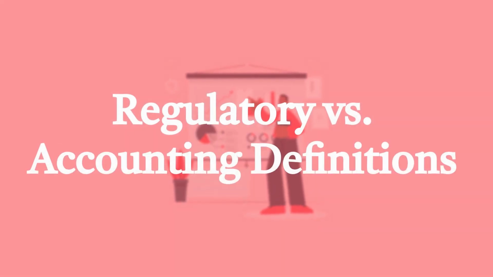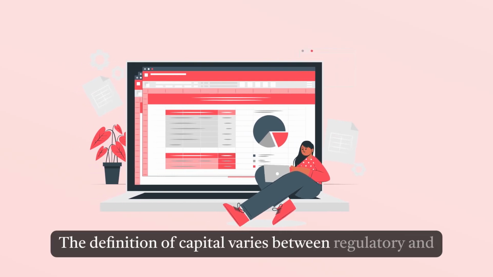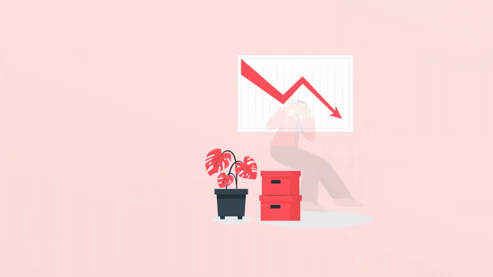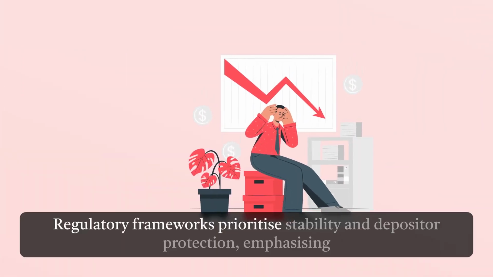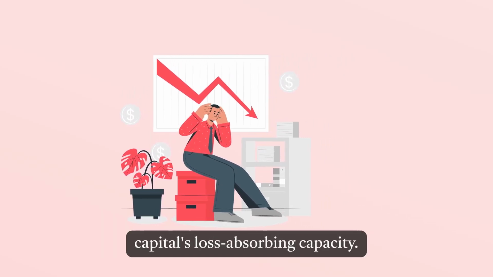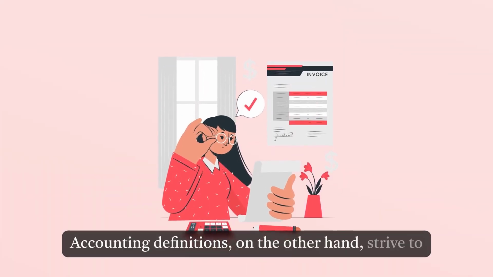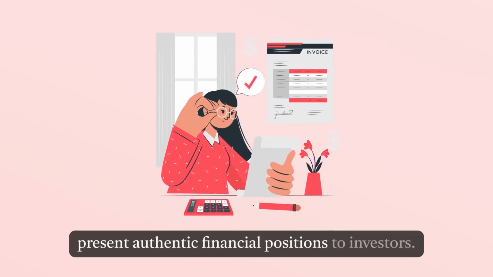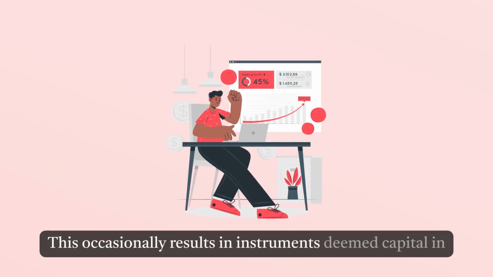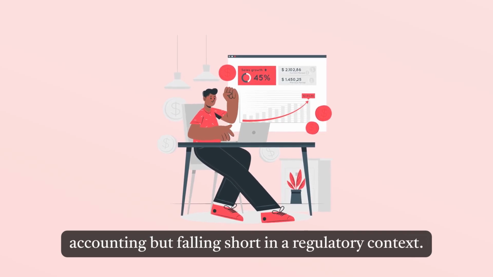Regulatory versus accounting definitions. The definition of capital varies between regulatory and accounting spheres due to their different focuses. Regulatory frameworks prioritize stability and depositor protection, emphasizing capital's loss-absorbing capacity. Accounting definitions, on the other hand, strive to present authentic financial positions to investors. This occasionally results in instruments deemed capital in accounting, but falling short in a regulatory context.